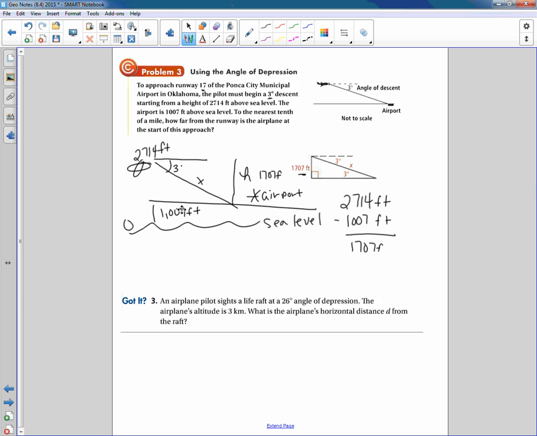Okay, so we're going to say we have the opposite and we are looking for the hypotenuse. Okay, so opposite over hypotenuse is sine, right? So I'm going to say the sine of 3% is equal to the opposite, right, which is 1707, over x. Okay, so after I rearrange that, x is going to be equal to 1707 divided by the sine of 3%. So punch that in my calculator.